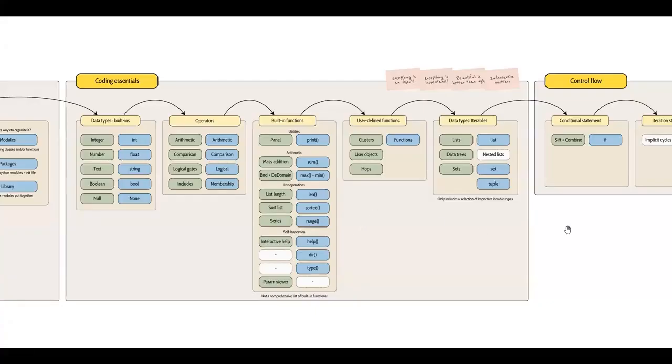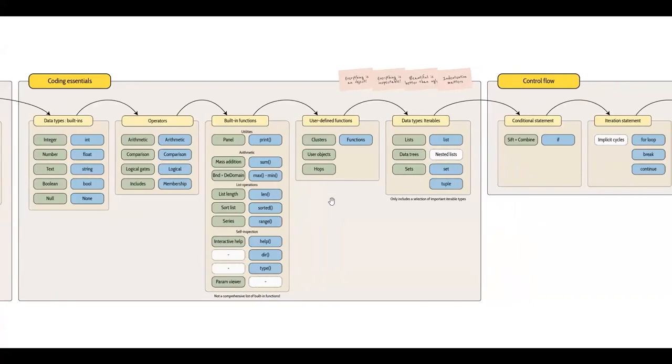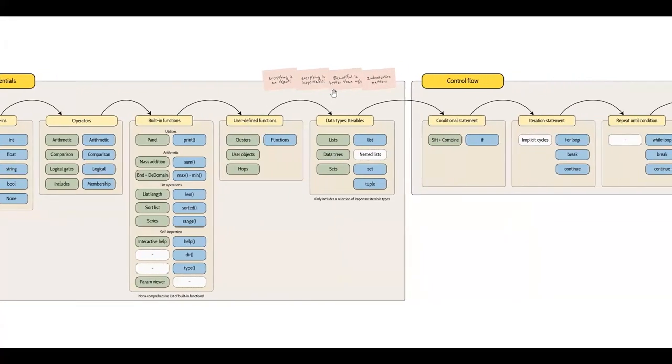Okay. Moving on, we will see user-defined functions. We will go to data type, iterable data types. This will be in this week's lecture. We will see lists and sets and nested lists and data trees, which are the equivalent in Grasshopper. Tuples as well.